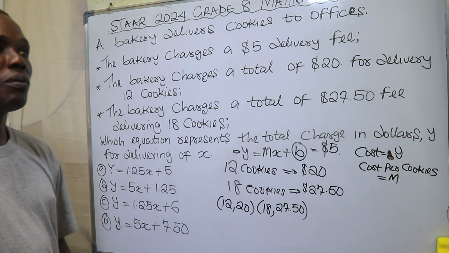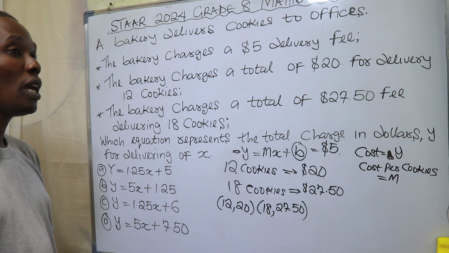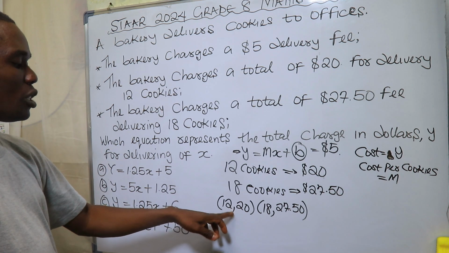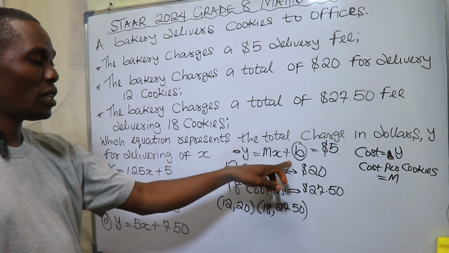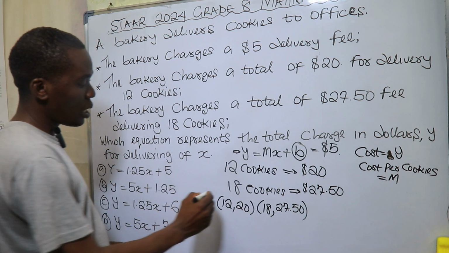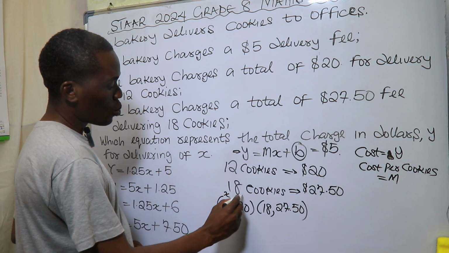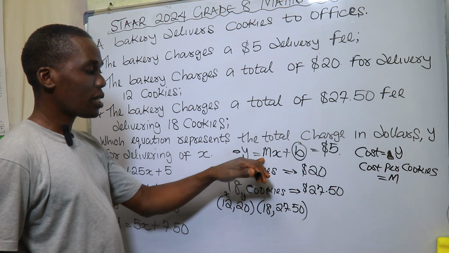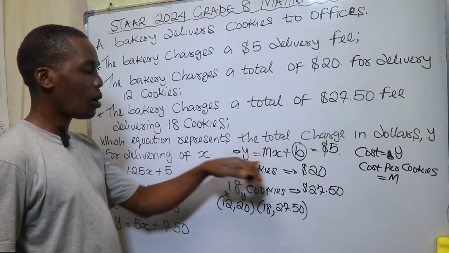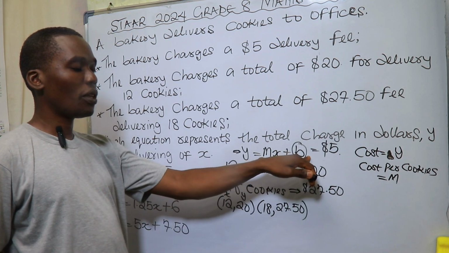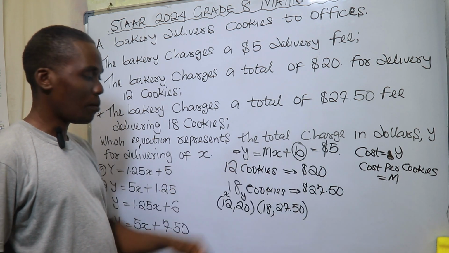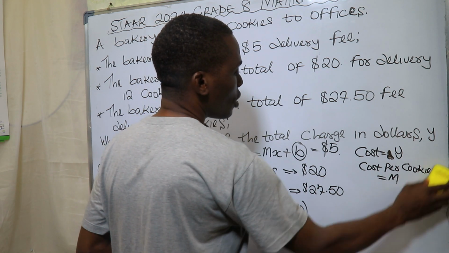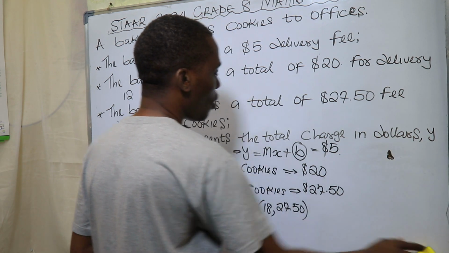Now, what is the value of m and how can we find it? If we take one of these two expressions, we can find the value of m, because from here x is equal to 12, y is equal to 20. So if we insert x equal to 12 and y equal to 20, knowing that b is constant, we can find m. Now let's try that.